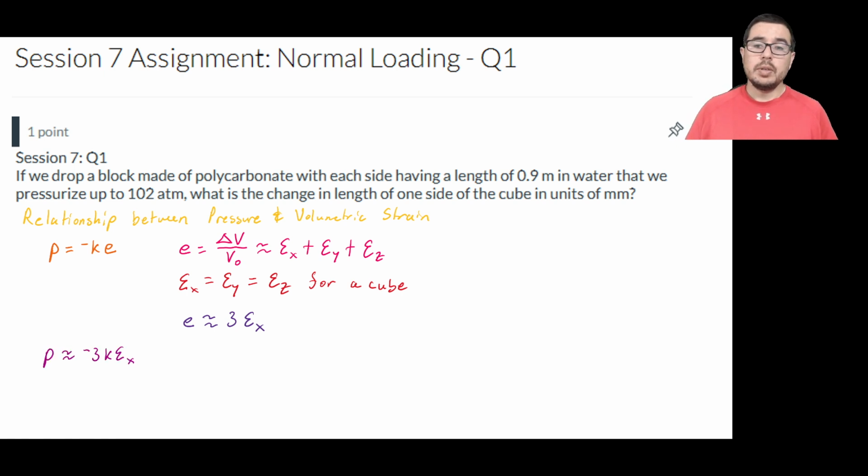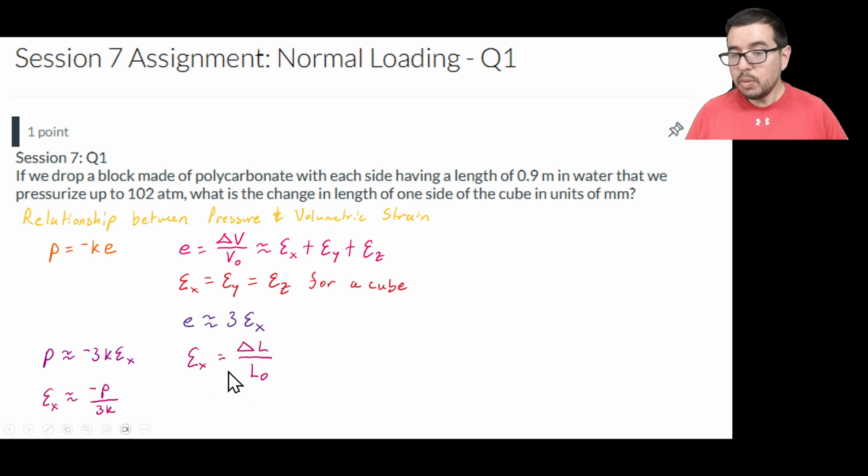Now we can substitute this expression for the volumetric strain into our original Hookean relationship that we have there. And we can write out with some rearrangement that the linear strain is going to be approximately equal to minus p over 3k. What is the definition of linear strain? Well, it's just the change in length over L naught. We kind of said that a few seconds ago.